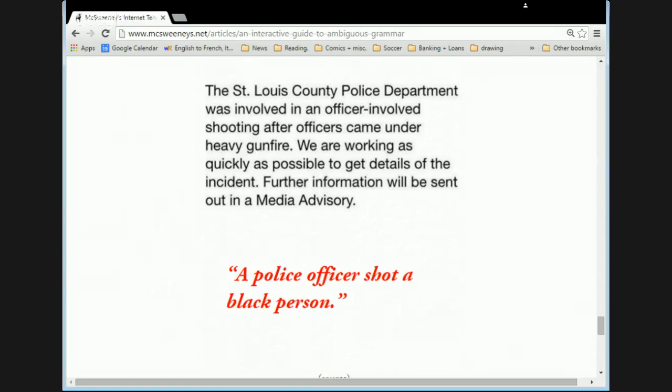The St. Louis County Police Department was involved in an officer-involved shooting after officers came under heavy gunfire. We are working as quickly as possible to get details of the incident. Further information will be sent out in a media advisory. A police officer shot a black person.